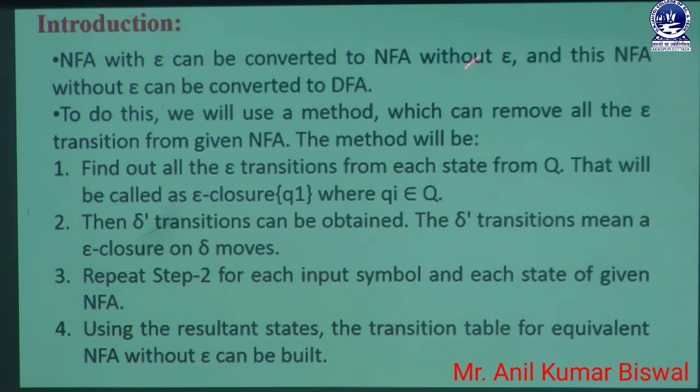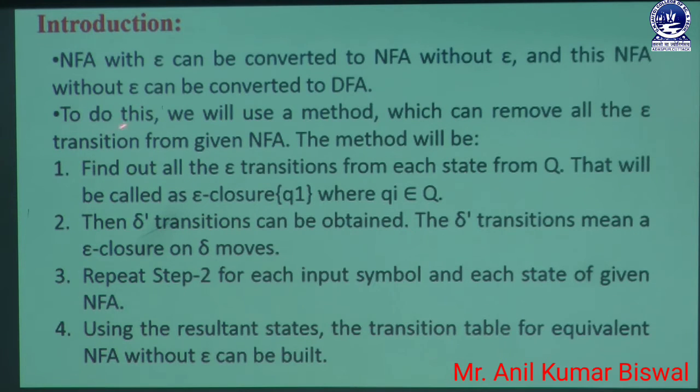We know that epsilon is a type of empty transition. So we need to remove this epsilon from our transition diagram. Then this NFA without epsilon can be converted to a DFA. If a transition contains epsilon, then you cannot call it a DFA. If a user wants to convert an NFA to a DFA, we must remove the epsilon transitions. That is the most important part, through which you can easily remove epsilon from the NFA diagram.